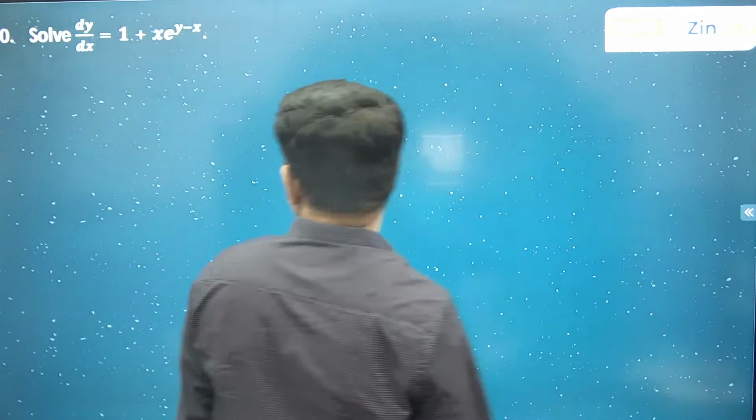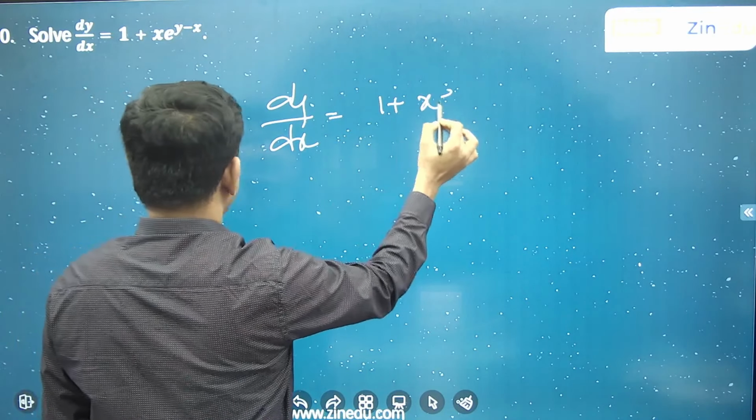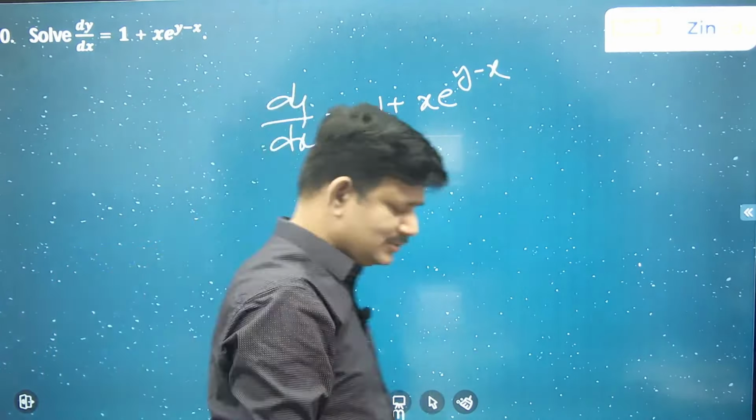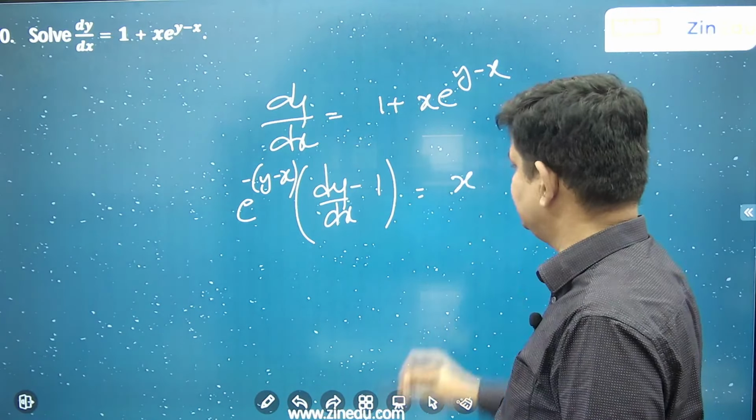Next question is again a very simple question: dy by dx is equal to 1 plus x e power y minus x. Very standard question. Bring it to the other side, y minus x you call it t, or just observe this: dy by dx minus 1 into e power minus of y minus x is equal to x.